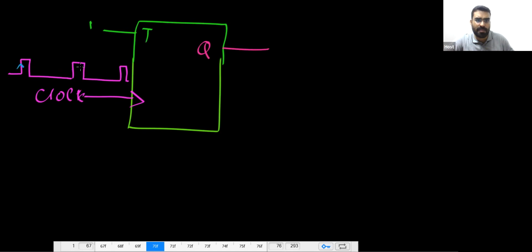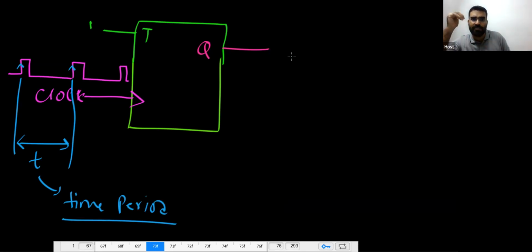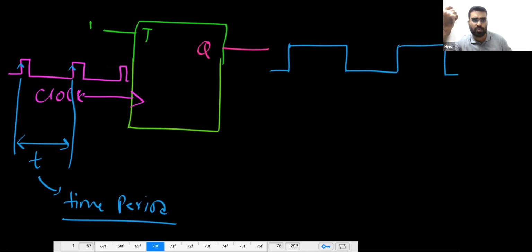Remember here, if this time is T, this is your time period. Then what will happen to the output? The output time period, what will that be? That will be twice of T, double of T. So the output will be a perfect square wave. You can check it out. We have already seen this. It will be a perfect square wave.